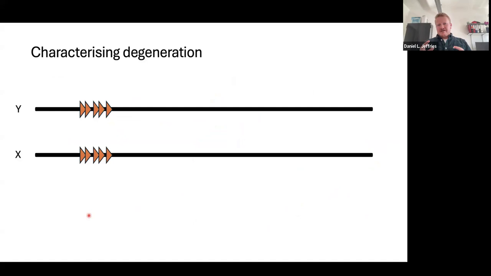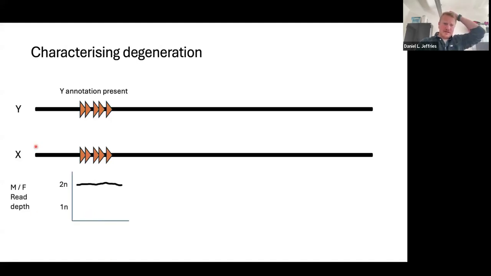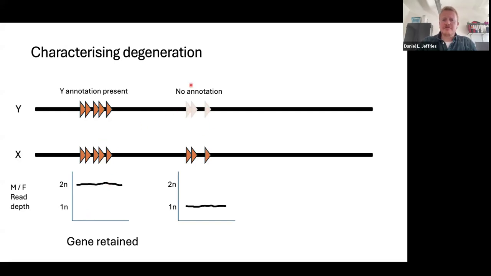So then we wanted to characterize the amount of degeneration in each of these strata. And this is one of these things that's a bit more complicated than you initially think. It sounds easy to just decide whether a gene is there or not based on perhaps an annotation or based on read depth. What we would expect for a gene that is still present on the Y chromosome is that it is present in the annotation of both the Y and the X, and that read depth is diploid across the gene. If you lose a gene on the Y, you don't expect to see it in the annotation, and you would expect a haploid sequence depth across that region.